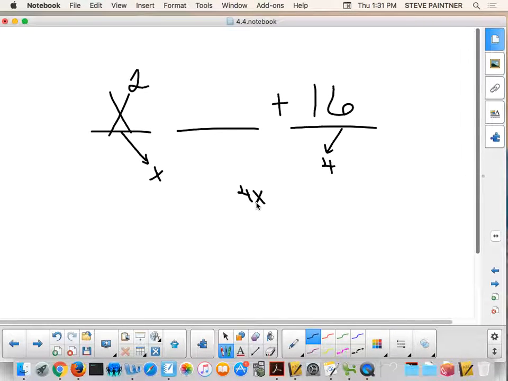But that's not it. You take the 4x and you double it. What should that be? 8x. Now this can be a positive 8x, this can be a negative 8x. I'll put positive.